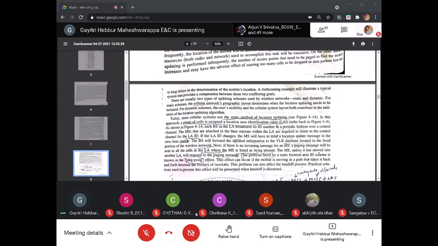But the problem here in the static location updation scheme, we call it the ping pong effect. What exactly is it? If the mobile station is between two location area IDs, then it is very difficult for the network to update whether it belongs to LAI 15 or LAI 16. So this effect may also be faced in handoff operations.